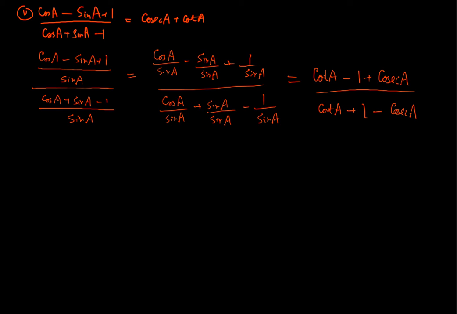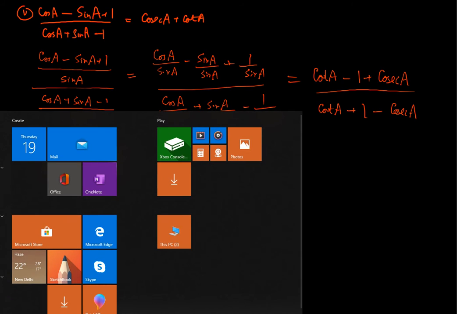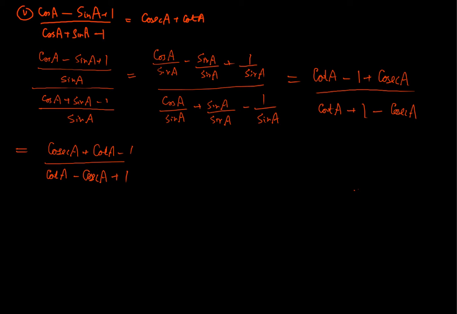So we got the answer in cot A and cosec A, but we have to prove this equal to cosec A plus cot A. So this can be written as cosec A plus cot A minus 1, divided by cot A minus cosec A plus 1. You can write cot A plus cosec A also. There's no difference between cosec A plus cot A or cot A plus cosec A. But we have to convert this thing into cosec A plus cot A.